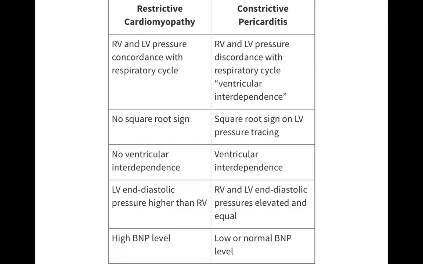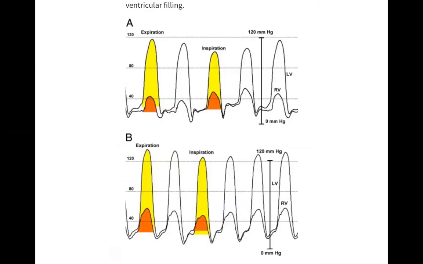In restrictive cardiomyopathy, LV diastolic pressure is higher than the RV, but in constriction, RV and LV diastolic pressures are elevated and equal, as we said previously. Usually with restrictive cardiomyopathy, the patient comes with heart failure, so they will have a high BNP level. However, constrictive pericarditis is not a heart failure; it's a filling problem, so people will have a normal BNP.